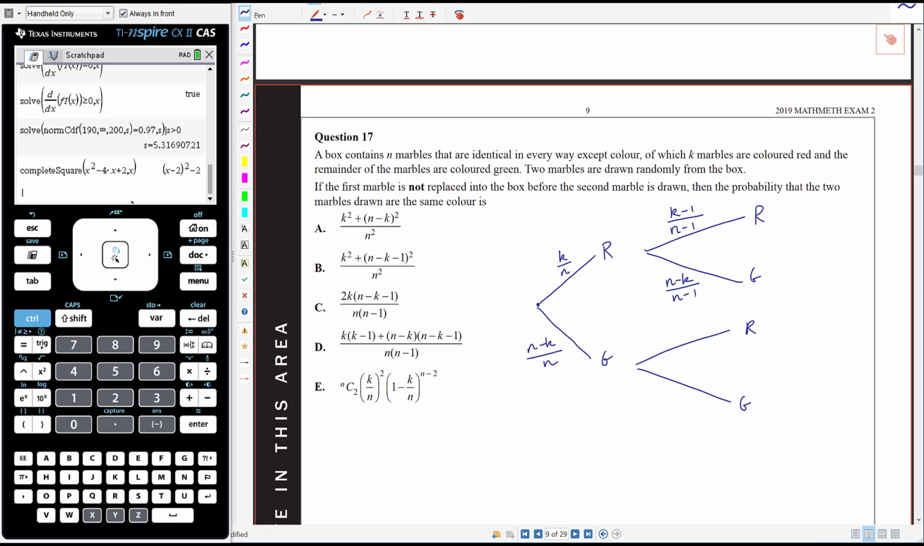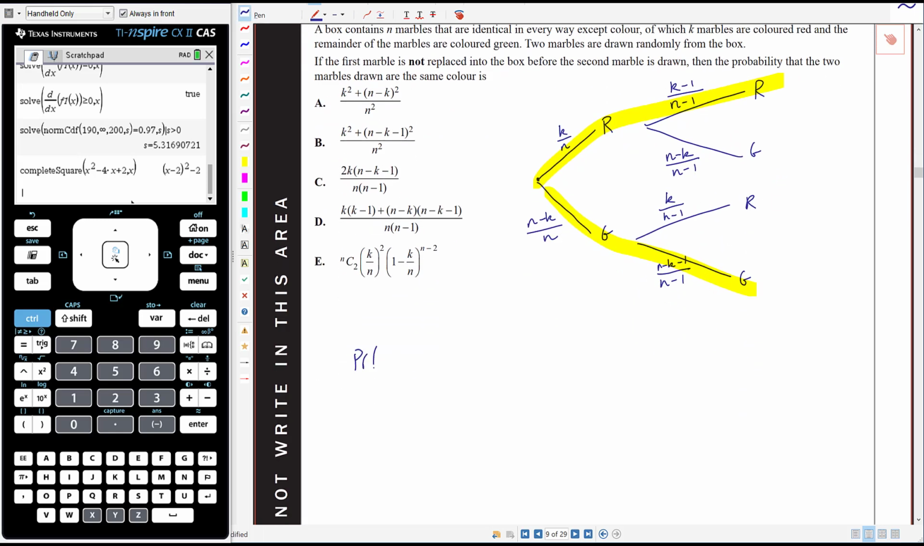Alright, if we drew a green marble first, we have n minus 1 marbles left, so our denominators are going to be n minus 1. We haven't changed the number of red marbles if we drew a green marble, so we still have k red marbles, but we have n minus k minus 1 green marbles. Okay, we want the probability that the 2 marbles are the same colour, so we want that branch and that branch.